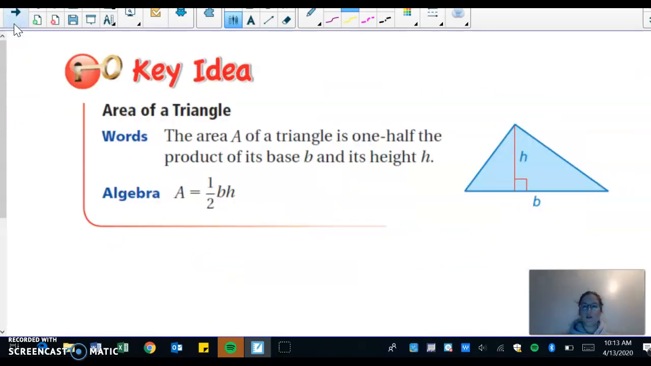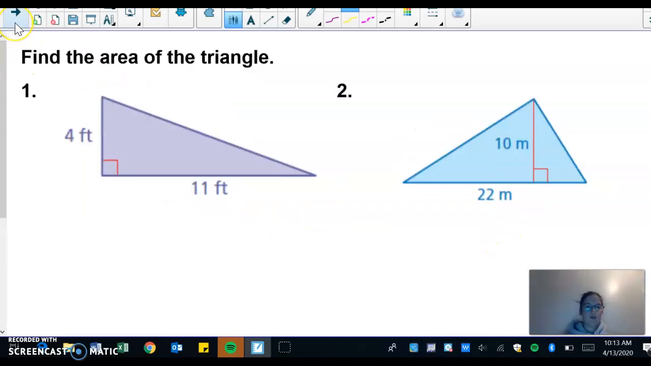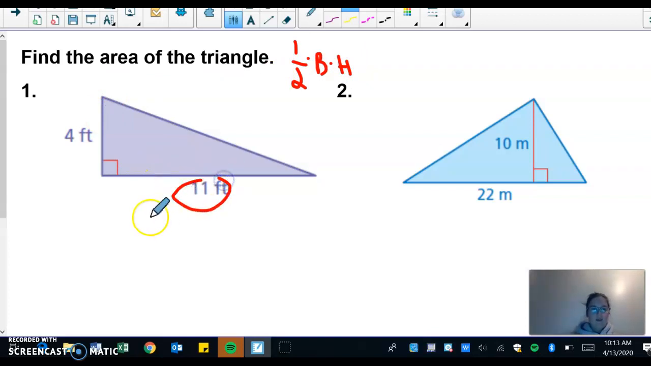And then the next one you're going to learn about is the area of a triangle. The area of a triangle is 1/2 the product of its base times its height, so it's 1/2 base times height. Okay, so for these examples, and you can pause this at any time. Here's a triangle. The area of the triangle is 1/2 times base times height. So its base is 11, so 1/2 times 11 times 4.